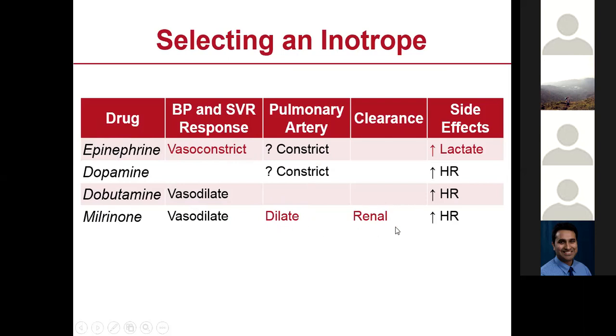I avoid milrinone, or at least I'm cautious with it, in renal clearance. The normal half-life of milrinone is 6 hours, but in a patient with fluctuating and deteriorating renal function, that could extend past a day. That makes it very hard to titrate. I mentioned the effect of epinephrine on increasing lactate. All of these cause heart rate increases. So it's tough to put some of these on when your patient's already having a heart rate of 120, 130, but you may need to do that to augment inotropy, and that may actually lead to a decrease in heart rate.